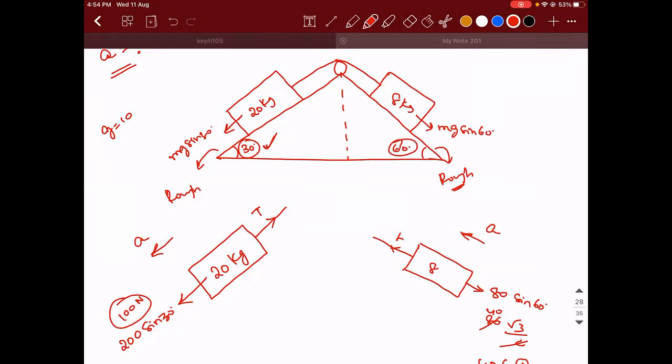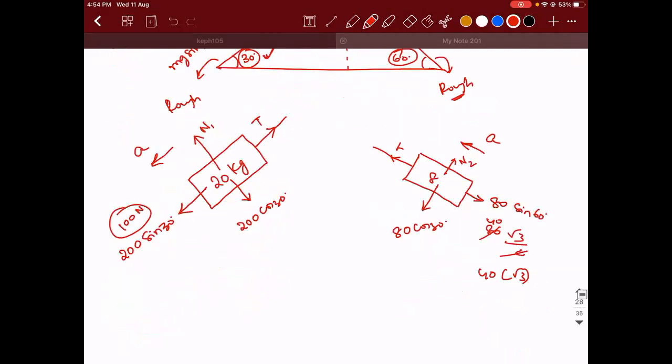When should we use cos, sir? mg cos theta. It is when you take it in this direction. Oh, okay, sir. That will be 200 cos 30 and this will be 80 cos 30. Okay. Here let me call it as N1. Here let me call it as N2. Are you clear with both the free body diagrams?